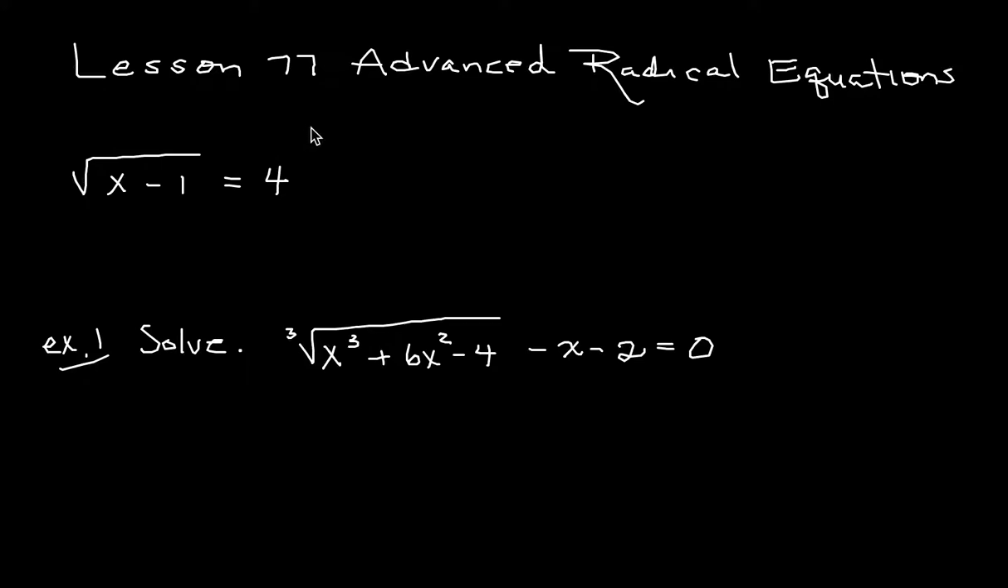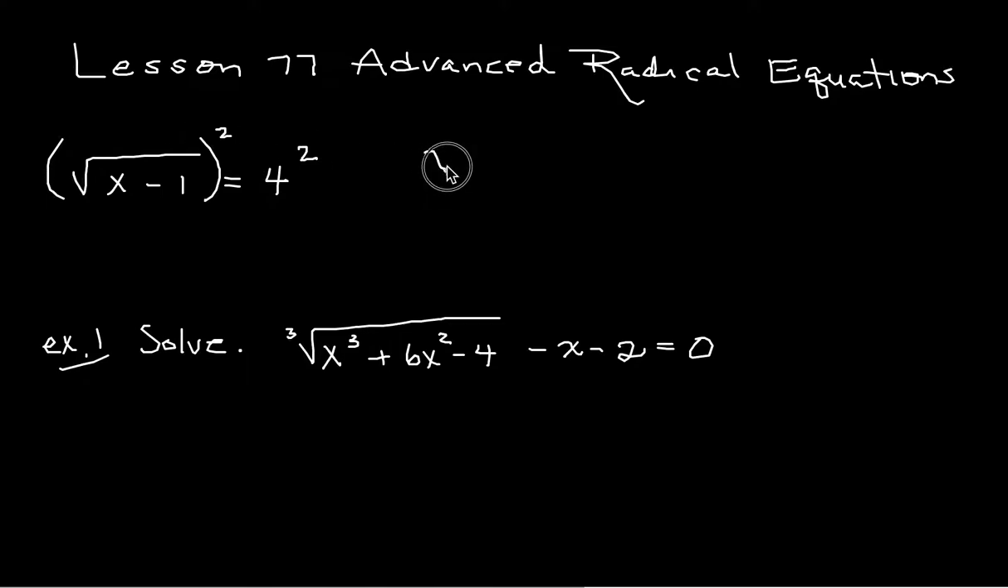So let's talk about how we solved radicals in the past. This is a radical equation right here. It's a radical equation because it has a radical in it. If you remember how we solved this, we square both sides, because when we square both sides, we get rid of the radical. When you square a radical, you get what's underneath it. So we're going to get x minus 1 equals 16. Add 1 to both sides, and we get x equals 17.